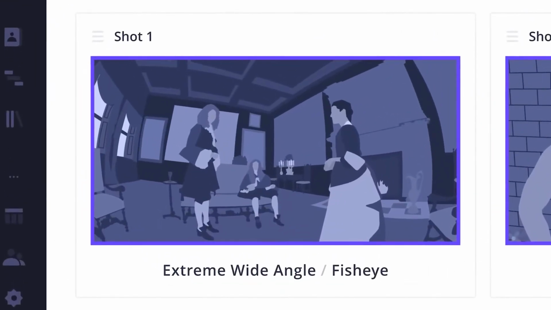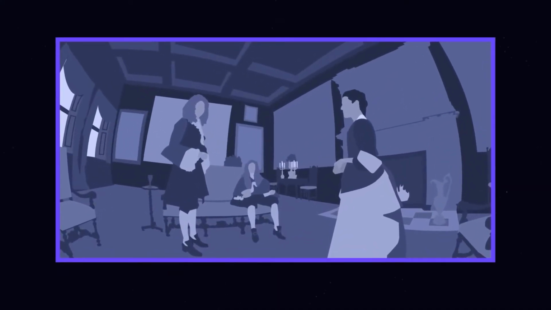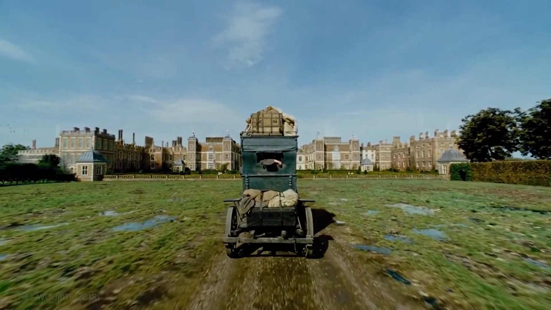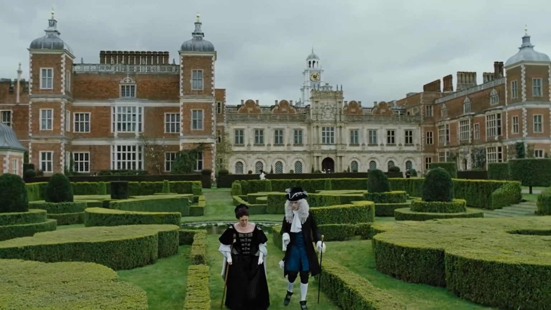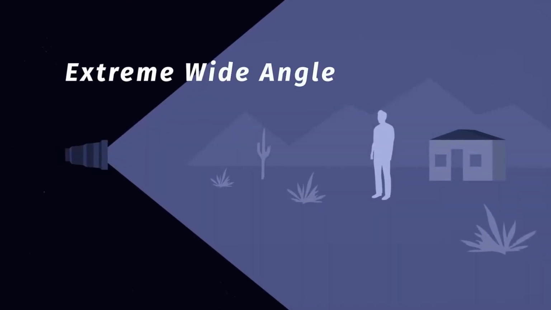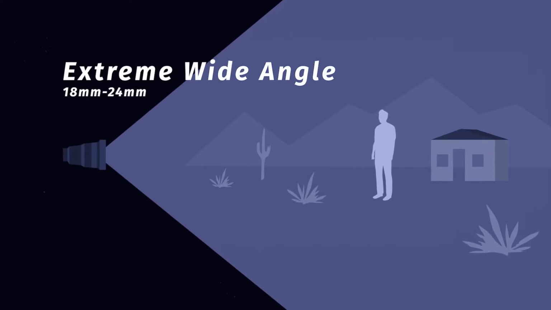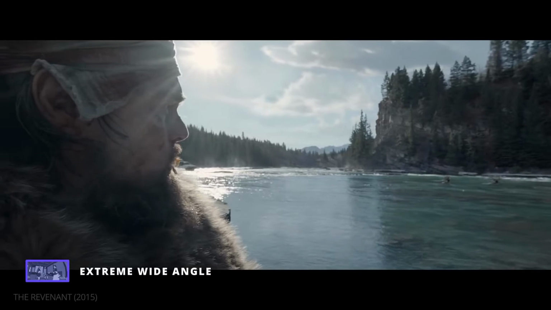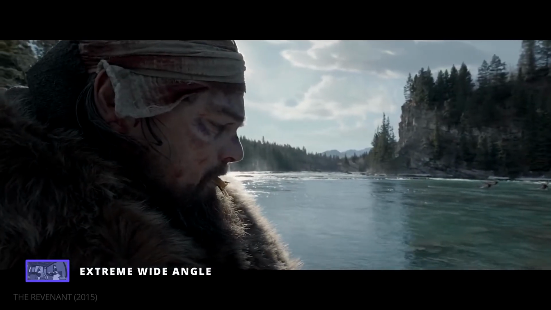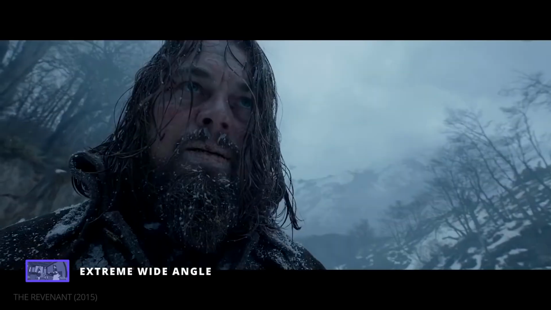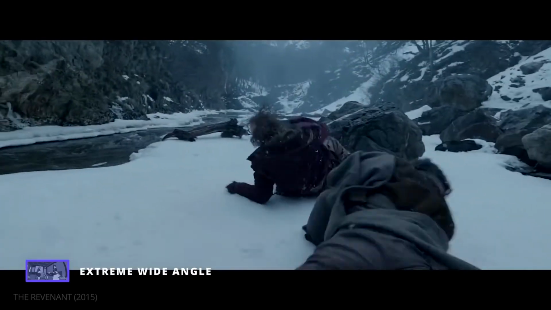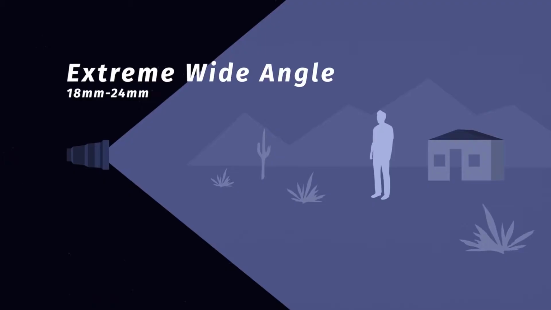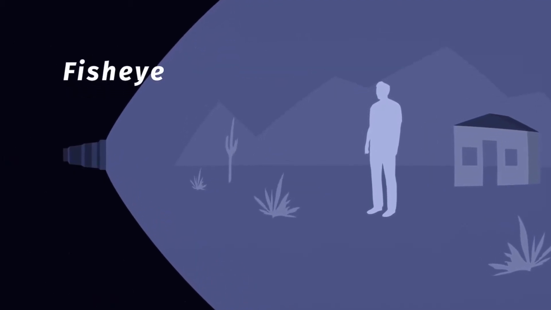The extreme wide-angle lens. Extreme wide-angle lenses range between 18mm to 24mm. Extreme wide-angle lenses can simultaneously capture close-ups and landscapes in one shot, like in The Revenant. Some lenses have distinct distortion and enter the category of fisheye lenses.